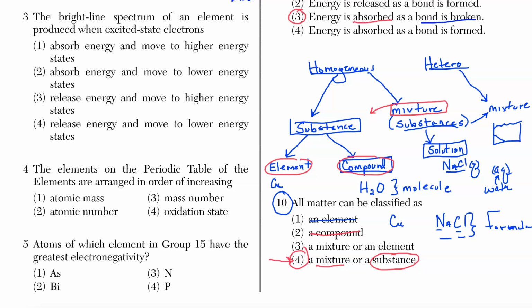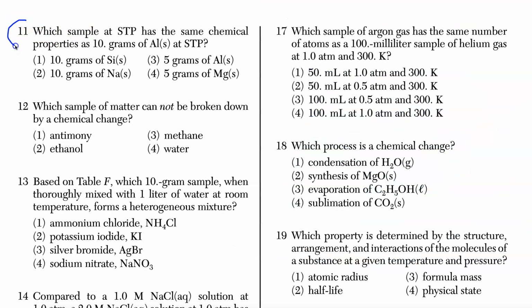On to number 11. Number 11, which sample at standard temperature and pressure has the same chemical properties as 10 grams of aluminum at STP? So we're not changing the temperature or the pressure, but they want the same chemical properties. Normally questions like this, they'll be similar. And when you hear similar, you think about elements being in the same column or that same family of elements because they have the same valence electrons. But this is just the same. So if I look at my choices, I see I have aluminum solid.